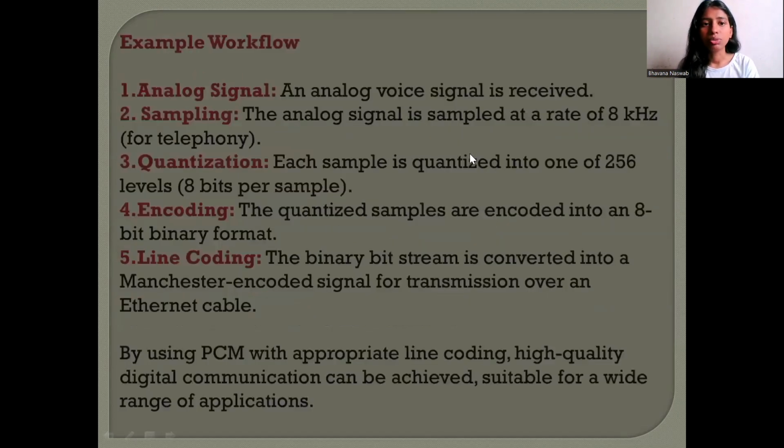Example workflow: an analog signal is received. Sampling: the analog signal is sampled at a rate of 8 kHz. Quantization: each sample is quantized into one of 256 levels, which is 8 bits per sample. Encoding: the quantized samples are encoded into 8-bit format. Line coding: the binary bit stream is converted into Manchester encoding, an encoded signal for transmission over an Ethernet cable.